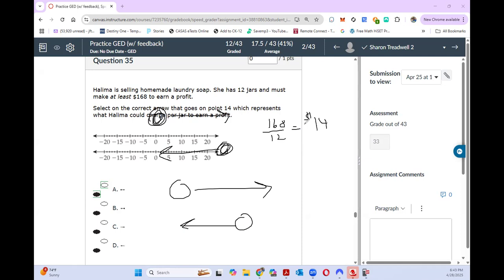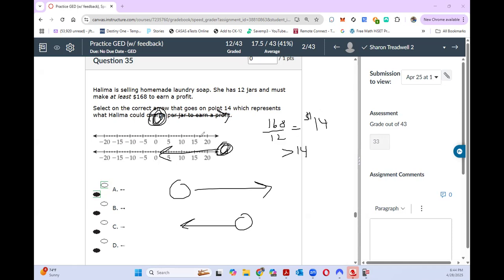$14. So in order to make a profit, she must sell it for more than $14. Because if she sells it for exactly $14, she's going to break even. She won't make any money. So we know it has to be greater than 14.